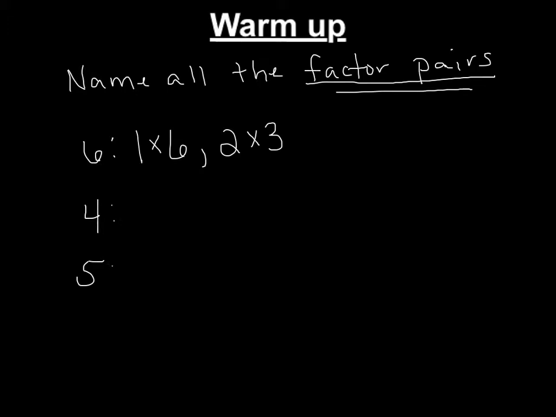Go ahead and list the factor pairs for the numbers 4 and 5. The factor pairs for 4 are 1 and 4 and 2 and 2. 5 is a prime number, so the only factor pair it has is 1 times 5. Erase your boards and let's get started on the next set.